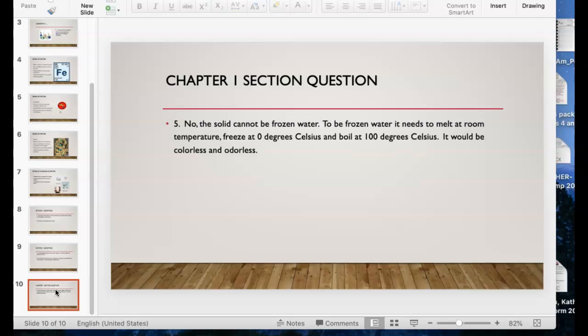Now the last question, this one does not give you the answer within the reading. You have to infer or figure it out. So they gave you a bunch of information and wanted to know if you could identify it as water. And the answer is no. That solid cannot be frozen water because it would have to melt at room temperature. It also freezes at 0 degrees Celsius and it boils at 100 degrees Celsius. Just as a side note, water is also colorless and odorless.